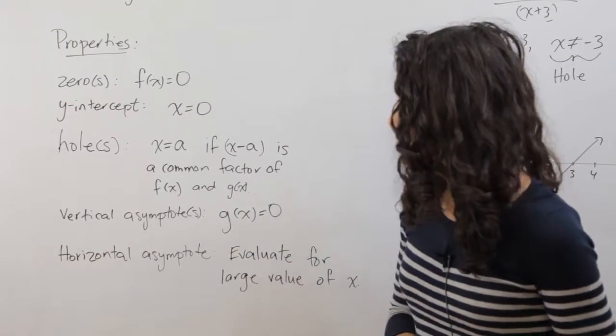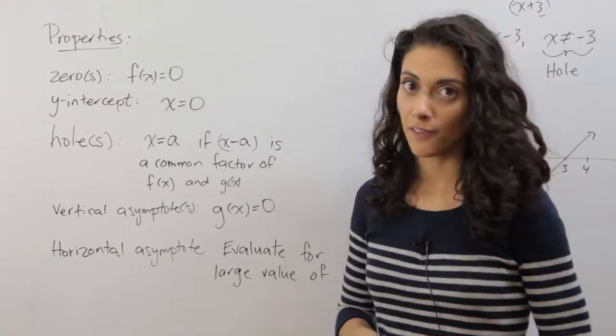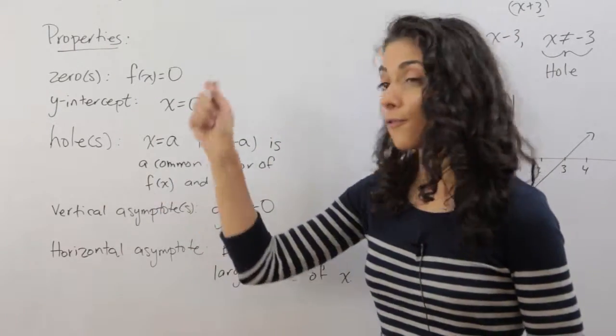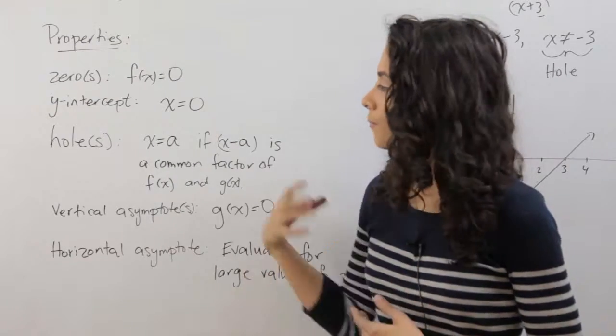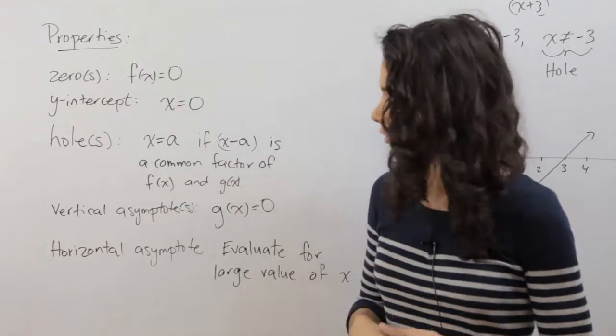Next, vertical asymptotes. Those occur anywhere the denominator equals 0 after you've simplified. So you may get a hole, and if you cancel it out, it's not a vertical asymptote, but a hole. Whatever you do not cancel out in the denominator is a vertical asymptote.